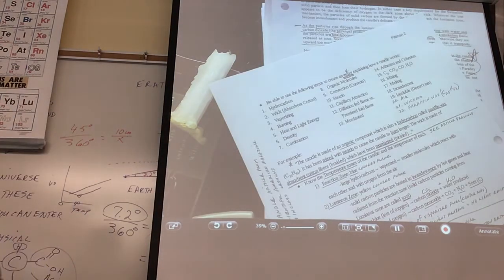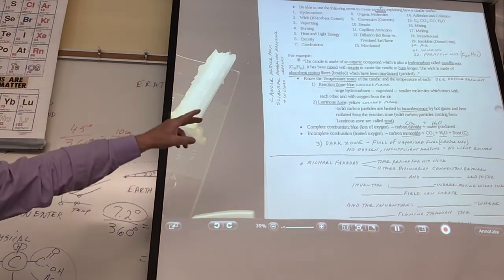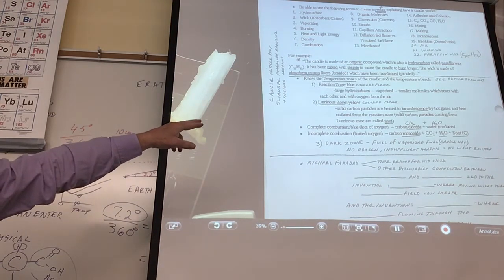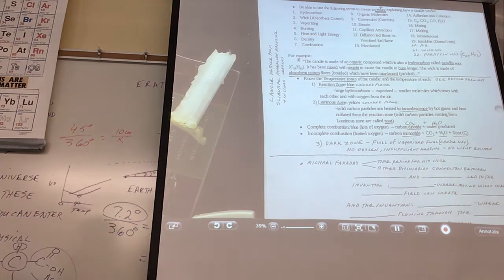Okay, let's go over here now. So they talk about the different zones here, reaction zone and luminous zone, and then dark zone down here. And do you remember the difference between complete and incomplete combustion? If I have plenty of oxygen, I'm going to get what they call complete combustion.